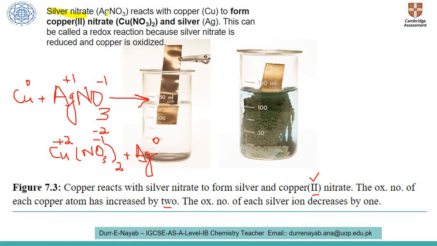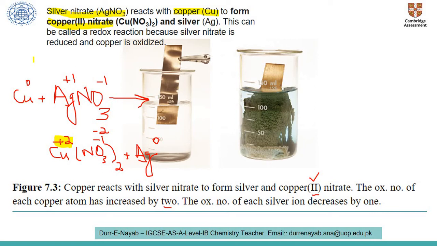Over here, what they have written, let me highlight this for you: silver nitrate reacts with the copper and forms copper nitrate. Here the copper is in the +2 state, which you can see over here, and silver is formed in the atomic form. This can be called a redox reaction because silver nitrate is reduced and copper is oxidized.